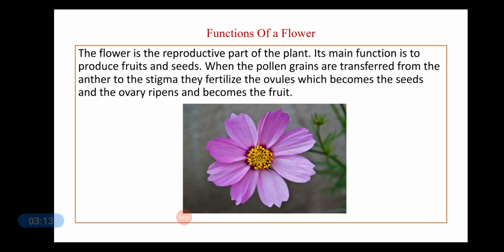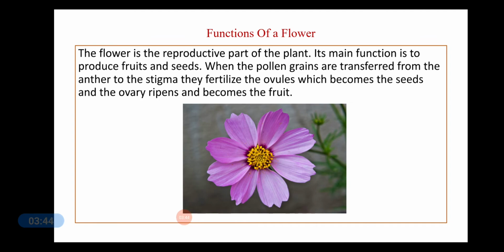Functions of a flower. The flower is the reproductive part of the plant, as it consists of the androecium and the gynoecium. Its main function is to produce fruits and seeds. That is, it's a long process. When a flower blooms, all the different parts start functioning. The corolla is brightly colored. It has a sweet fragrance to attract the insects.